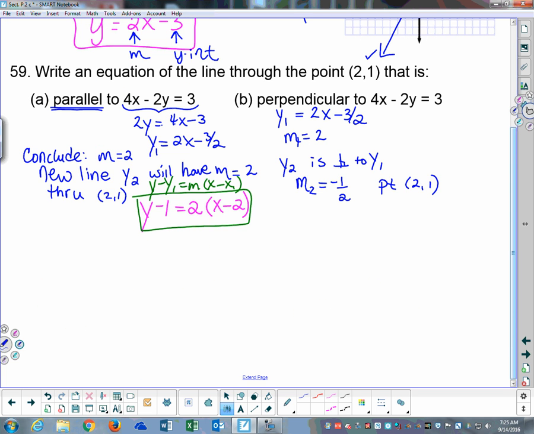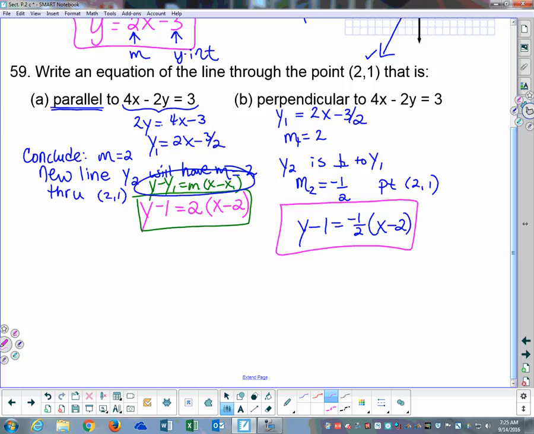let's write the form of the equation referencing back to point slope. So it's going to be y minus 1 equals negative 1 half times x minus 2. And there's our line that's perpendicular.